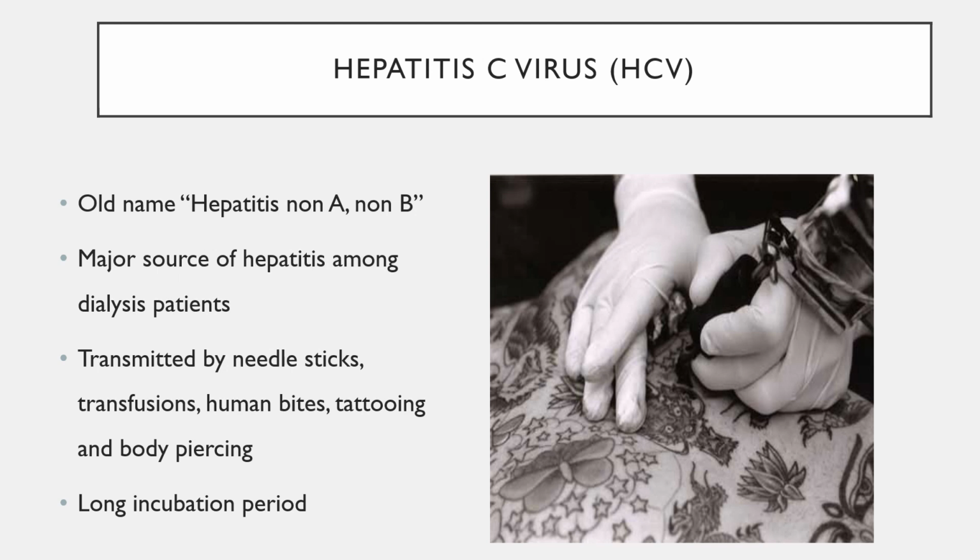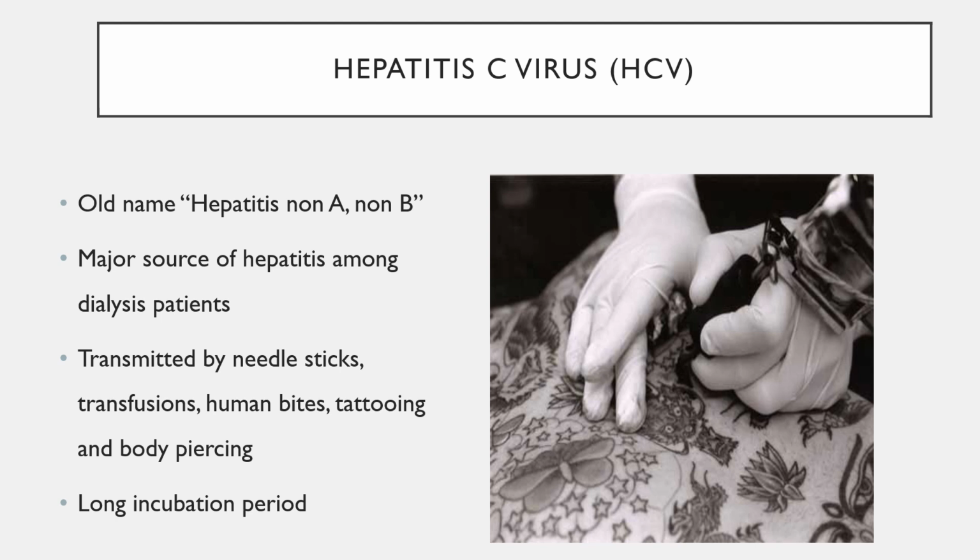This brings us to the hepatitis C virus, or HCV. The old name used to be hepatitis non-A, non-B. It's the most common blood-borne virus in the U.S., with 3.9 million people in the United States that have hepatitis C. It's a major source of hepatitis among dialysis patients and is transmitted by needle sticks, transfusion, human bites, tattooing, body piercing, and sexual intercourse on rare occasions.